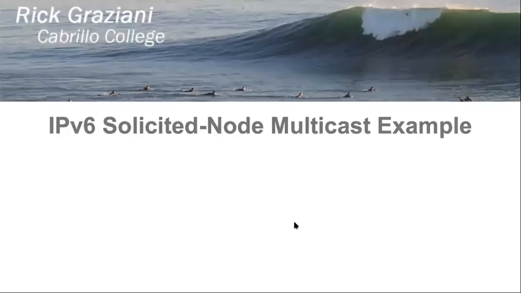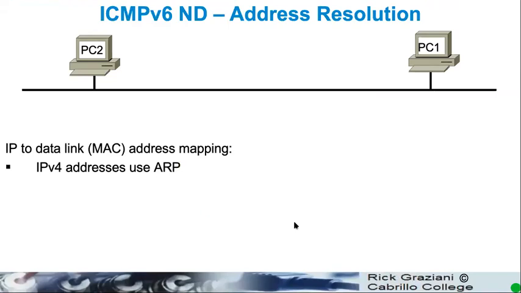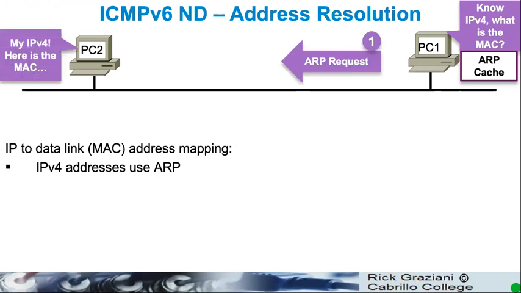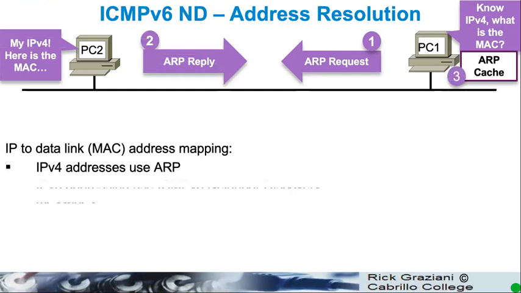Okay, here's a little bit of an example. Remember in IPv4 we use ARP. I know your IPv4 address, but what's your MAC address? Check the ARP cache, not in there. I send out an ARP request, broadcast, and I get an ARP reply. And I put it in the ARP cache.